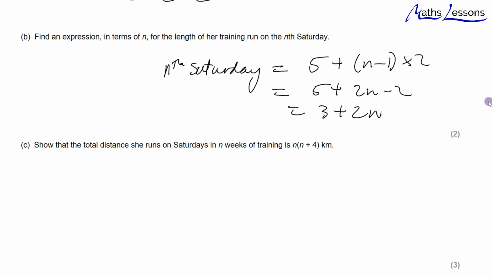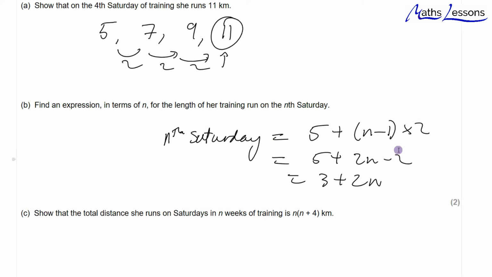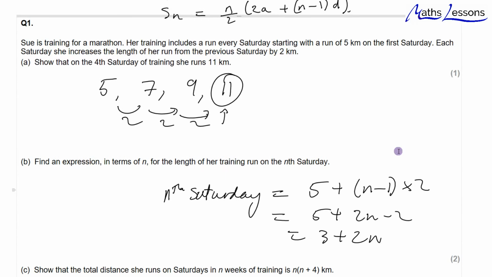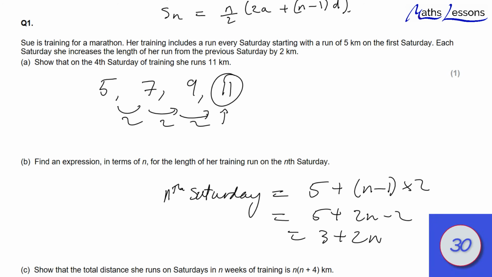Okay, show that the total distance she runs in n weeks is n, open brackets, n plus 4. You would have needed this formula at the top here. Okay, I'll get both on the screen. Write those formulae down if you haven't done already. It'll only take you 30 seconds to do this.